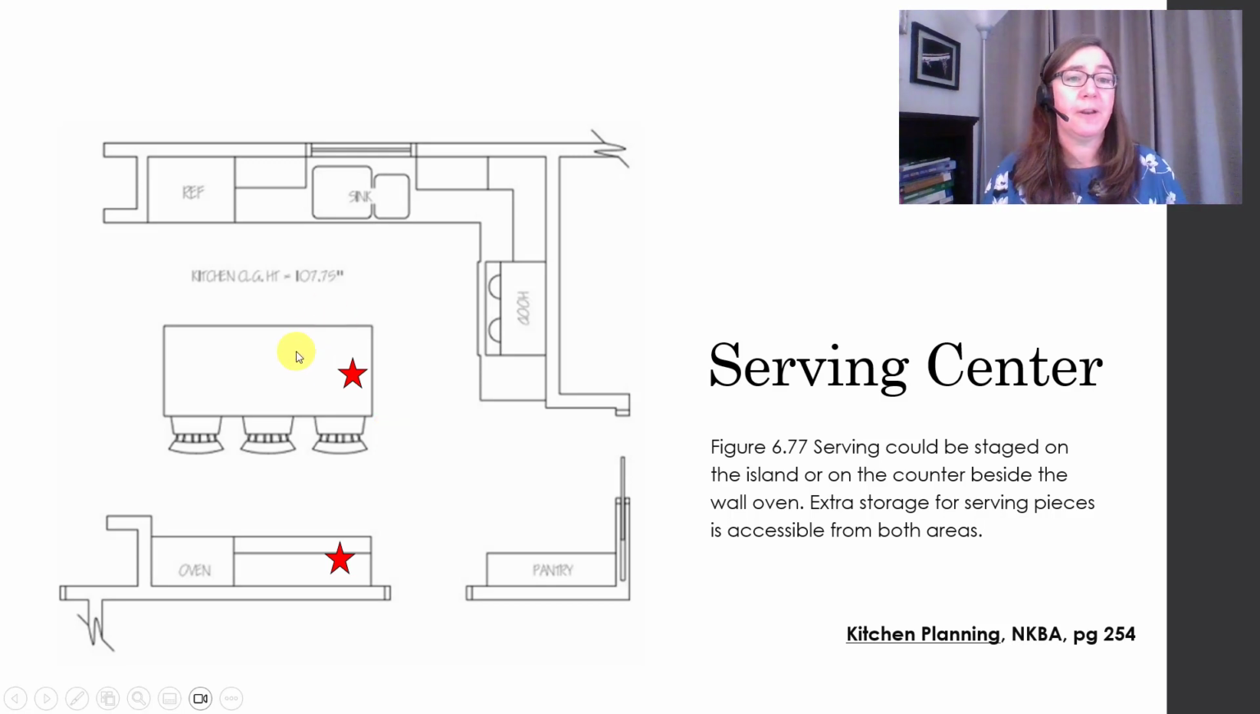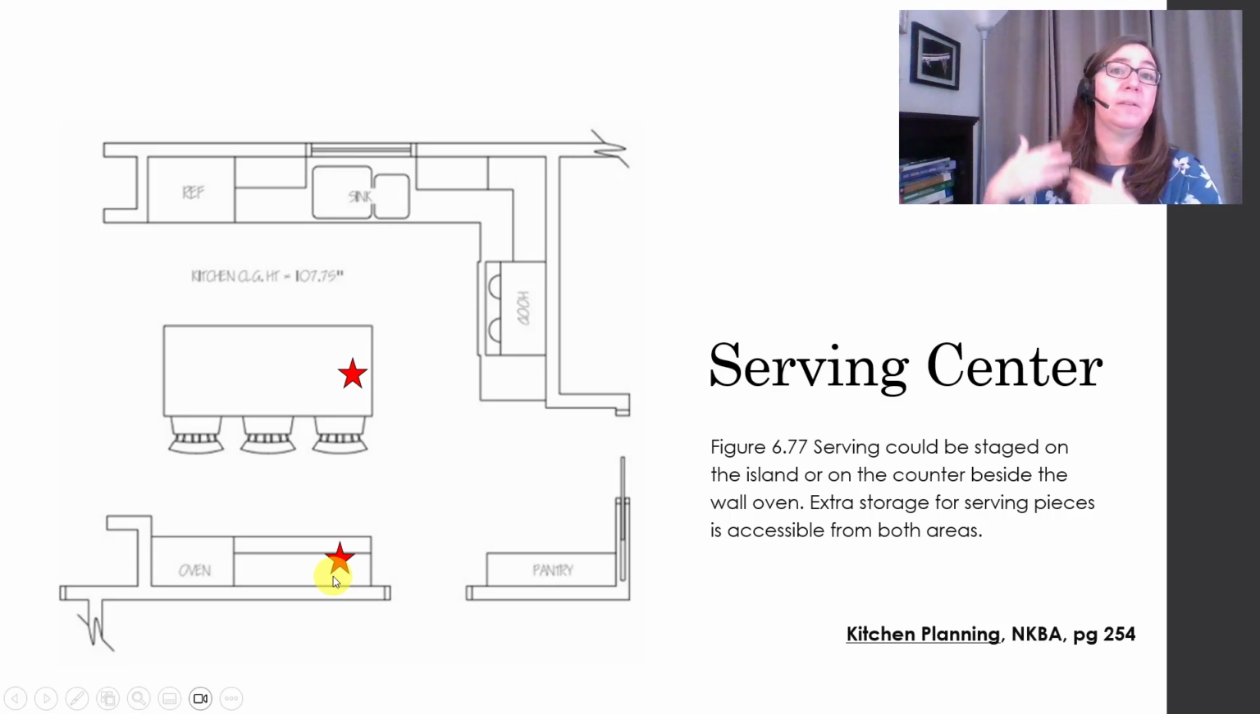One is very informal. You can use the end of this island countertop. You can easily see how plates and platters might be staged on this island before heading out into the dining room. Or a little more formally, you could use this section of countertop plus upper cabinets as a serving center. This might be a great place to store your serving center items such as your linens, your serving platters, etc.